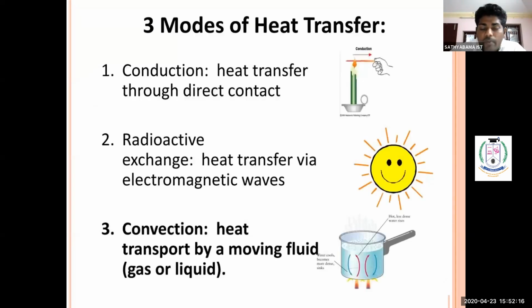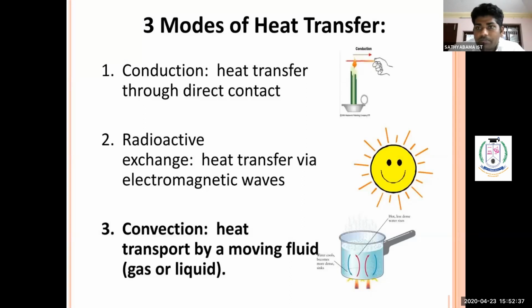So this is very important: the three modes of heat transfer. These are two more important questions. Wherever you go, they'll ask about this if you want to study heat transfer. You have to learn these three modes of heat transfer thoroughly. One is conduction, another is radiation, and another is convection.